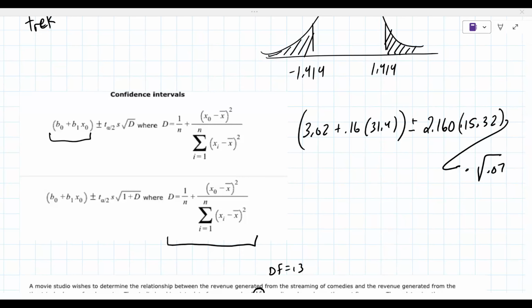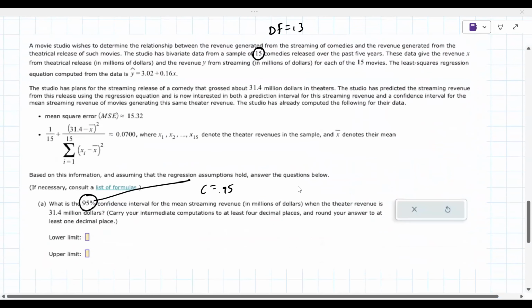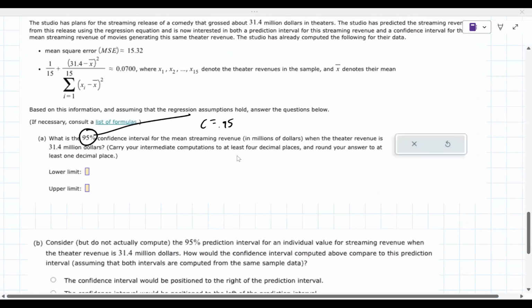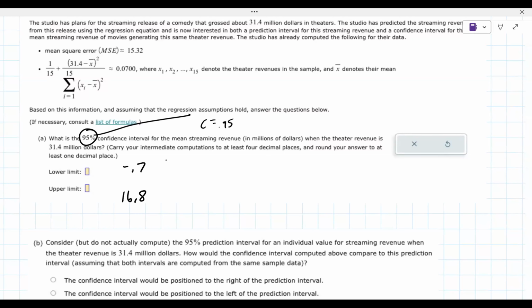Plus 2.160 times 15.32 times the square root of 0.07. All right, so the confidence interval I got, hoping for at least your answer to one decimal place, is minus 0.7 for the lower limit and 16.8 for the upper limit.